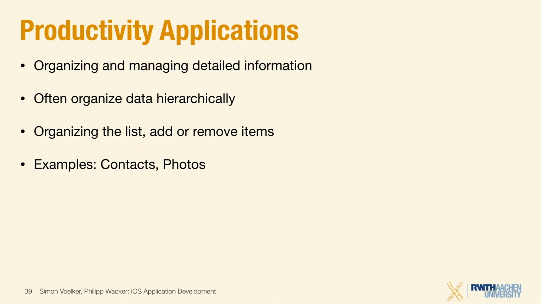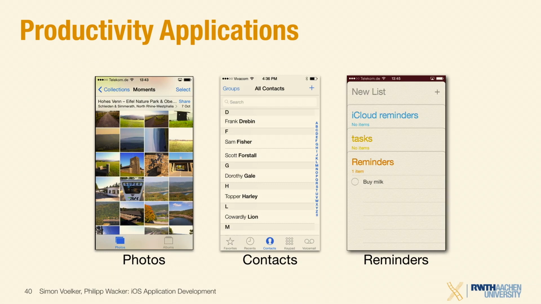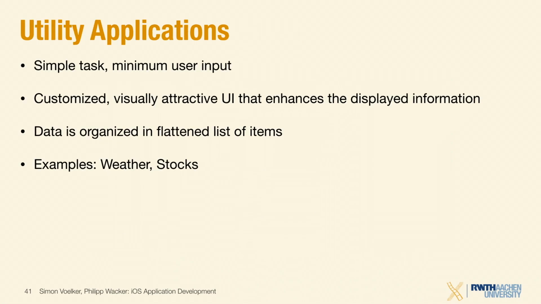Productive applications, as I said, could be Photos, Word, or Notes, where you often organize data hierarchically. So you have a lot of views attached in a variety of ways, where you can organize them into contacts and work with lists. For example, shopping lists are usually a productive application. Think about Photos, Contacts, Reminders, and these things where you actually create content or work with it.